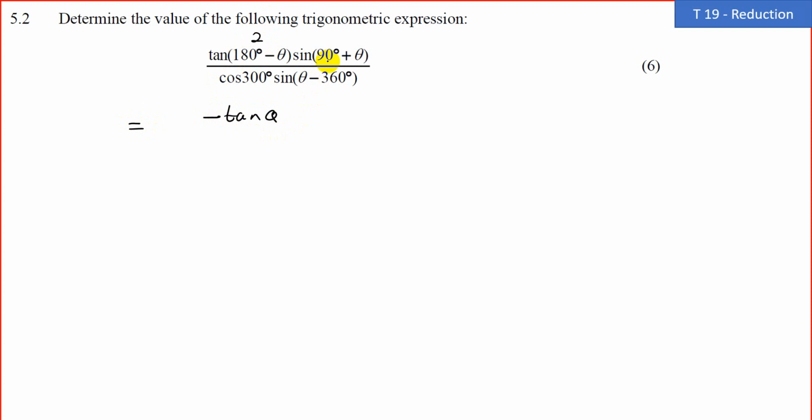Then we have sine of 90 plus theta. Now 90 plus theta is in our second quadrant. Sine is positive. But 90 plus is a co-ratio, so that will change to cos theta.